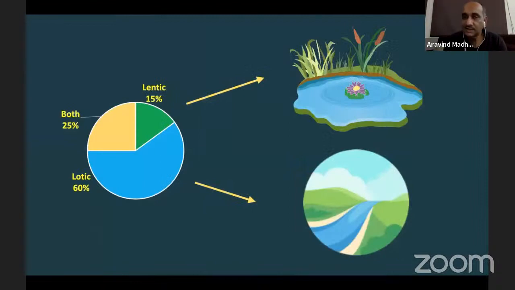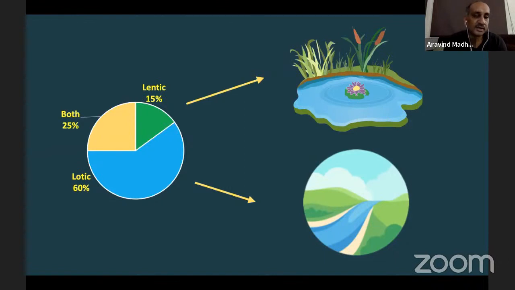These two are very classical examples of very old lineages of freshwater mollusks in the Western Ghats that also have very interesting biogeography and also have very high conservation relevance. So apart from this, there are many other such species which are also very unique.